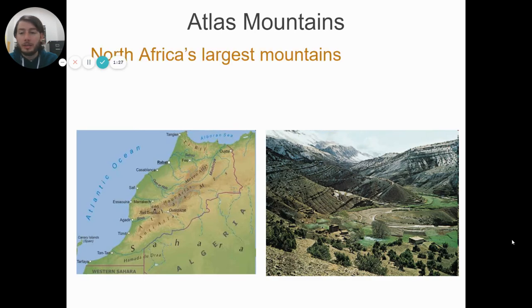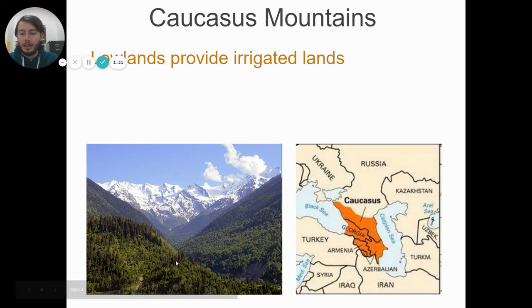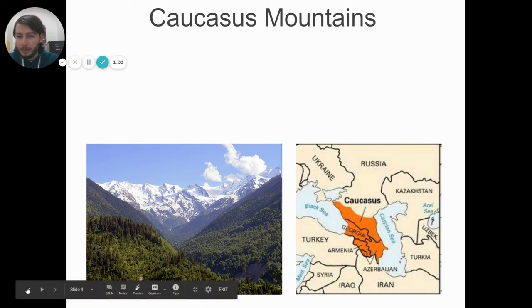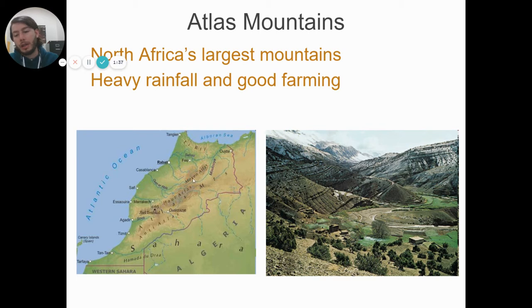Okay, the Atlas Mountains are North Africa's largest mountains. They're located right by the Alboran Sea and the Atlantic Ocean, in the country known as Morocco. This is what it looks like. When you think of Africa, you don't think of this, right? So it's kind of cool to think about.